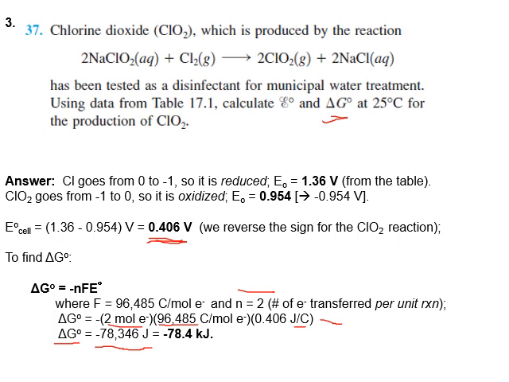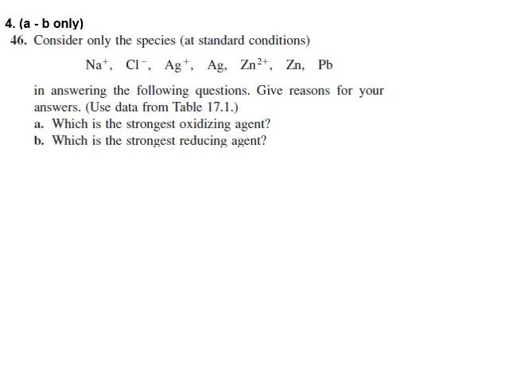All right, so we've done everything we were asked to do. Let's go ahead and move to the next problem. Consider only these species at standard conditions: Na plus Cl minus, Ag plus Ag, zinc 2 plus zinc, and lead.